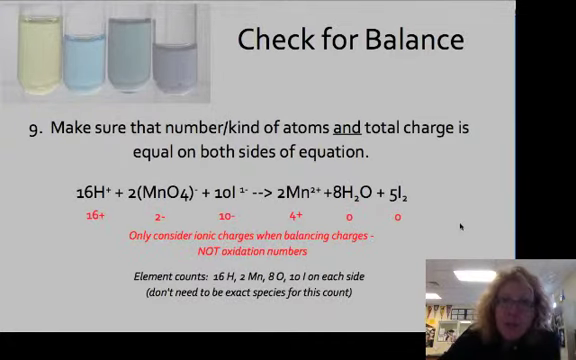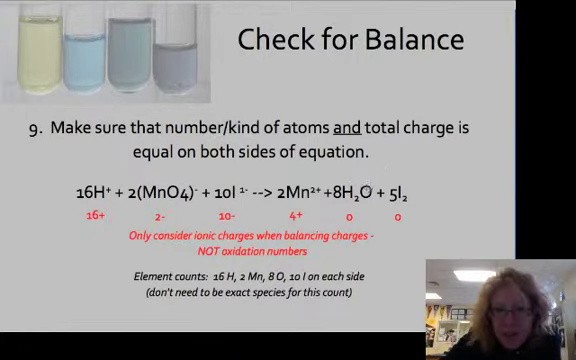And then the last thing we do is check for balance. You have to check for balance in a couple of different ways. You have to check for charge balance, and then you have to check for element count balance. When you're doing charges, it's critical at this point that you only use charges and not oxidation numbers. So for example, I didn't put that 7 plus in there and I didn't put that 2 minus in there. Same thing over here in the hydrogen and the water.